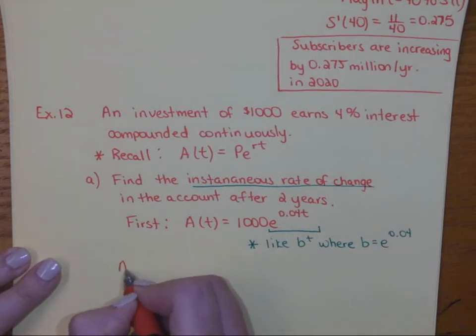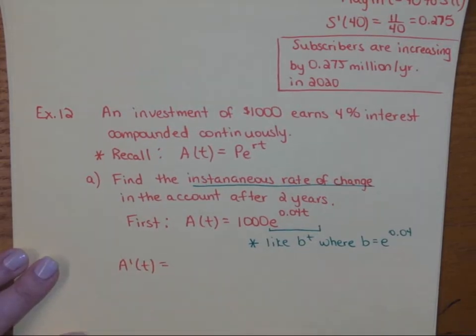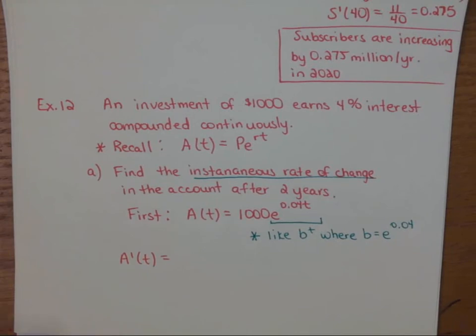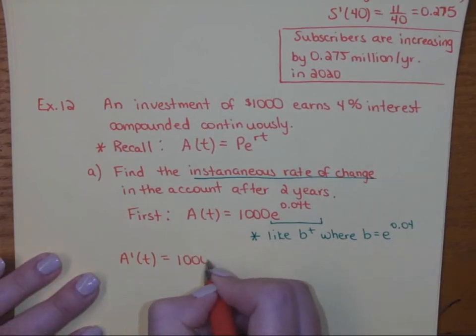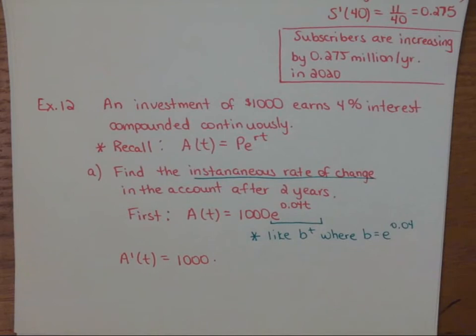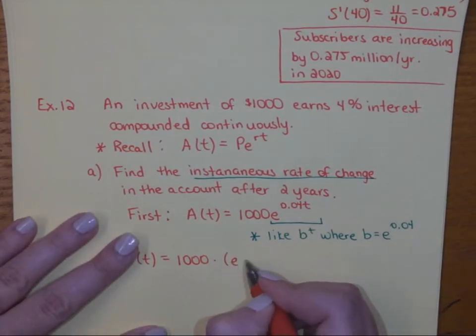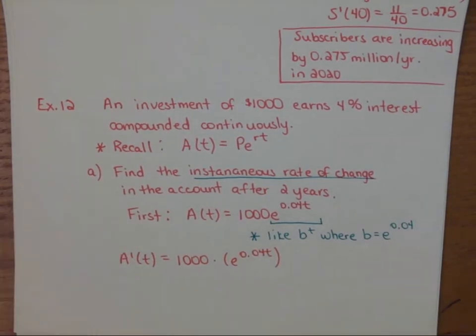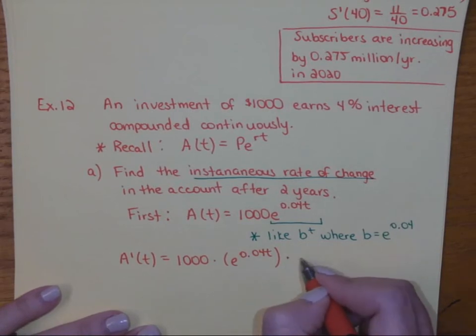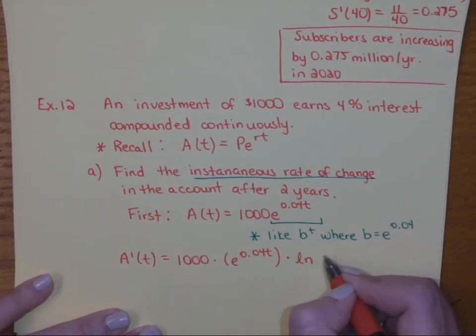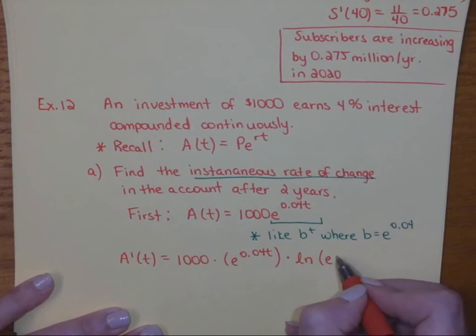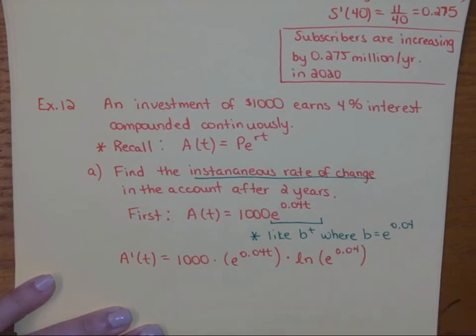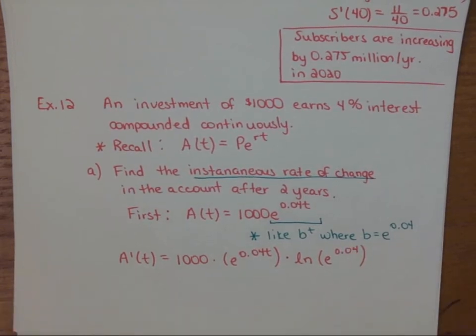All right, so first of all, how do we know we need to find a derivative? It's because of what I underlined, right? The instantaneous rate of change. So what's going to happen with the 1,000? It's a constant, so we just pull it down. Okay. And then the derivative of e is just itself. But then it's going to be times the natural log of the base. But remember, we said b was e to the 0.04. So I'm literally just using the formula for any base derivative.